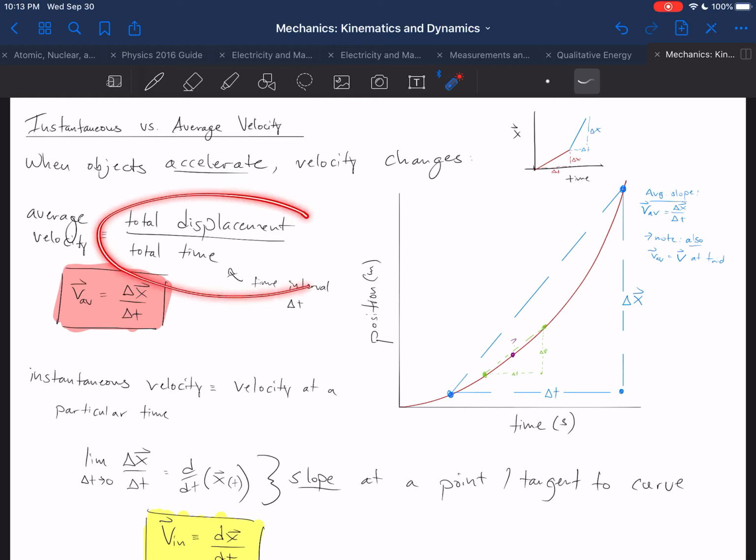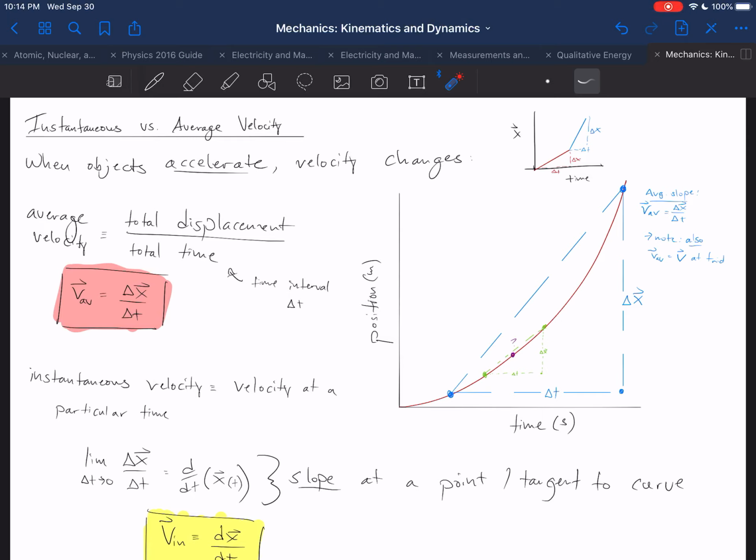But we retain this definition, that is the total displacement over the total time, and this is now exactly what it is to be the average velocity. This is what we mean when we say the average velocity is the total displacement over the total time. And therefore, V average is equal to delta x over delta t. Notice that total time here is some time interval, delta t, some t final minus t initial.